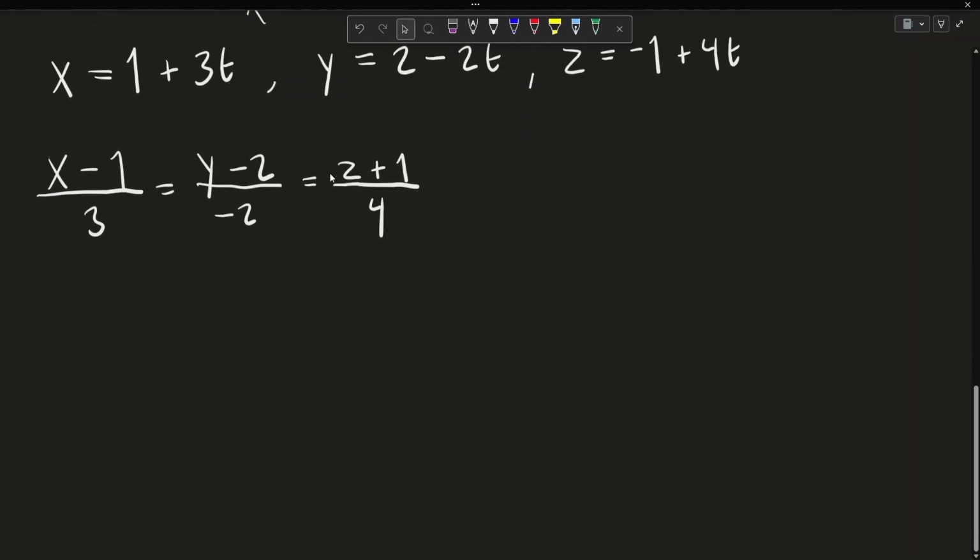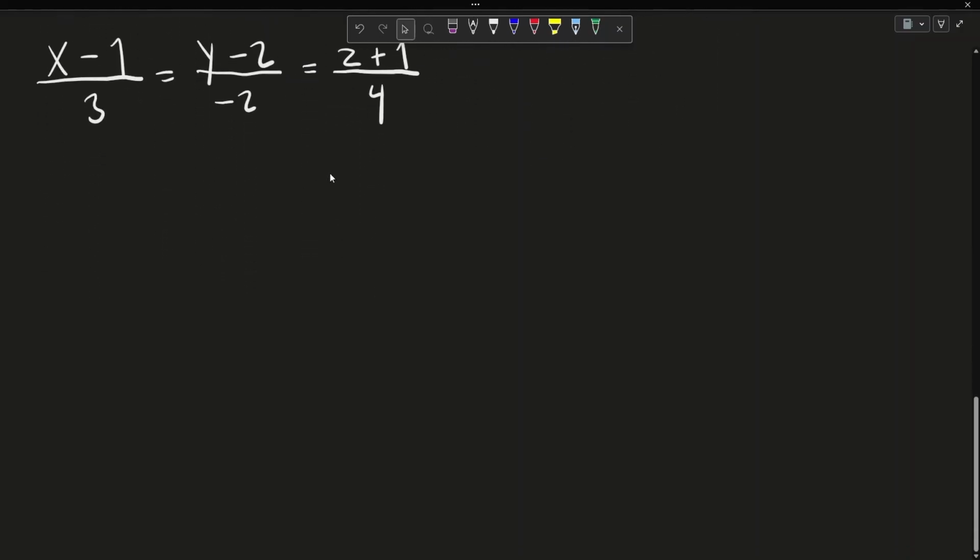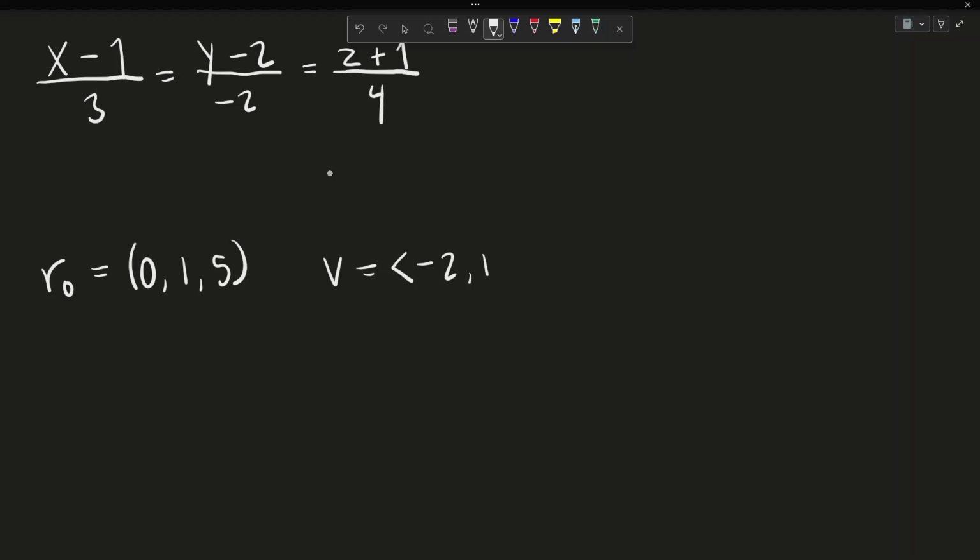If you'd like some practice, you could attempt to represent the following point and direction vector symmetrically, just for some practice for the viewer. So let's say we have the point r naught equals 0, 1, 5, and we'll have the direction vector v equal to -2, 1, 3. So you can pause the video before I reveal the answer.